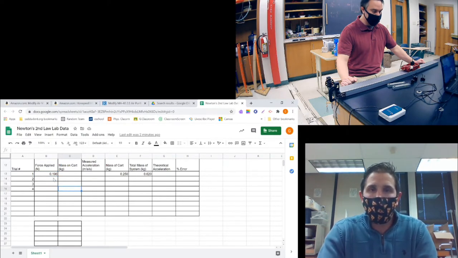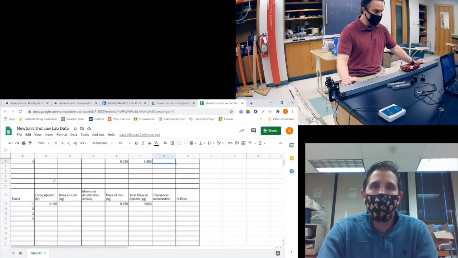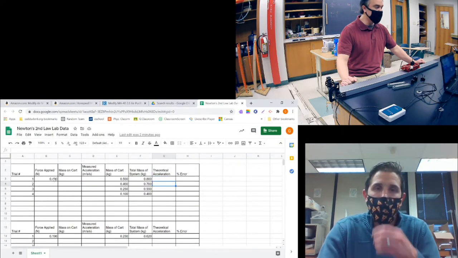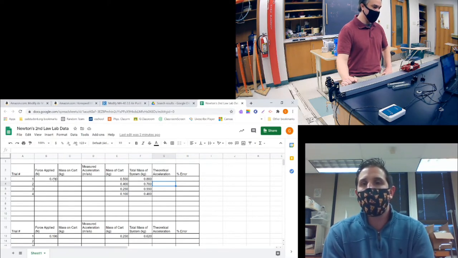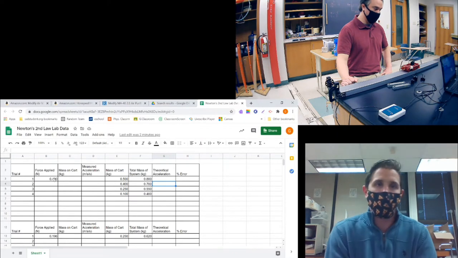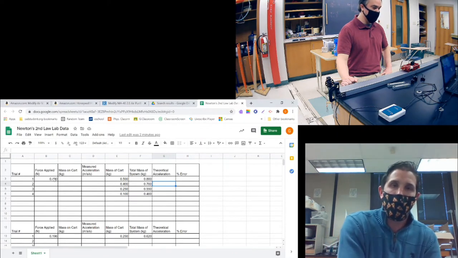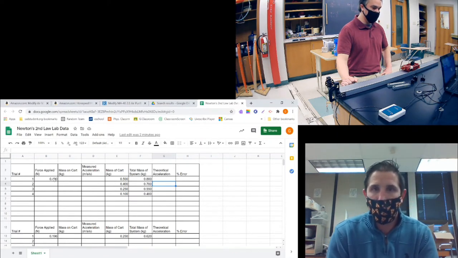I also want to note that you see the theoretical acceleration and the percent error in this data table. We're going to do that part after the experiment is all over, because we're going to look at what Newton's second law tells us our results should be versus what actual results we got when we did the measurements, and look at the differences between those.